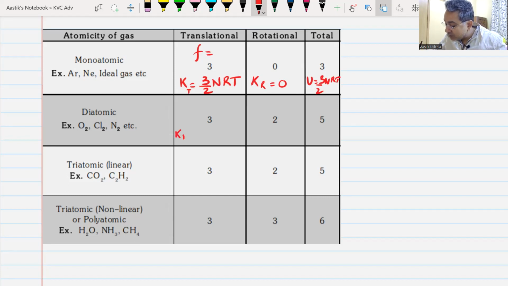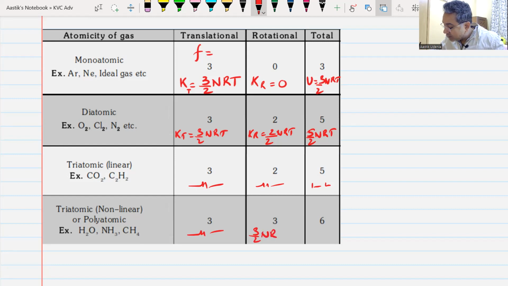Here also you can add total translational kinetic energy is 3 by 2 nRT. Rotational kinetic energy will be 2 by 2 nRT. Total energy will be 5 by 2 nRT. This would be the same as this. This would be 3 by 2 nRT. This would be 6 by 2 nRT. Do we understand this, or this has gone above our head saying bye bye? Understood, sir.